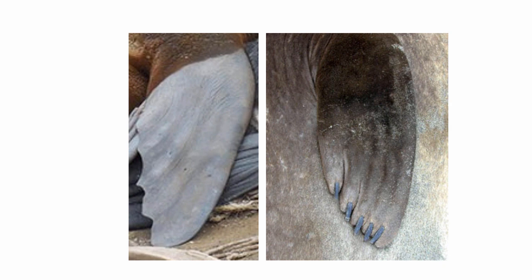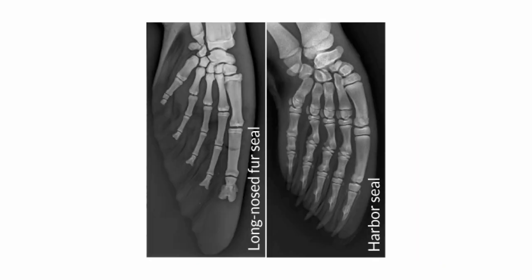If we were to look inside these 2 flippers, we would see that harbor seals on the right still have claws projecting from their flipper, whereas the long-nosed fur seal has lost that trait, and the tips of their finger bones have recessed into the flipper. Whereas the harbor seal, their digits go all the way to the end of the flipper. The fur seal, they actually have a meaty flap in between the bones and the end of the flipper.